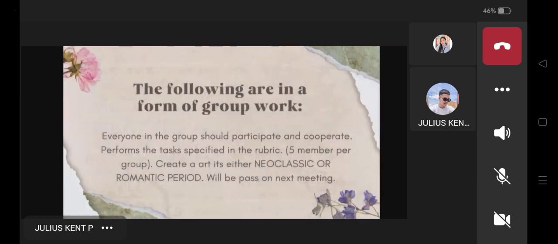Then, ito yung papagawa kong body activity. The following are in the form of group work. Yan. Everyone in the group should participate and cooperate. Perform the tasks specified in the rubrics. Five members per group. Create an art. It's either Neoclassic or Romantic period. Will be passed on next meeting. So, bago nyo gawin to, magbibigay naman ako ng video na nasa link para may guide kayo kung paano gawin.